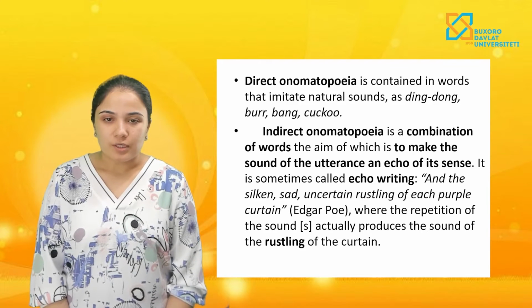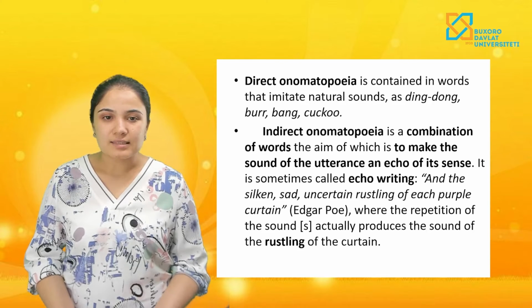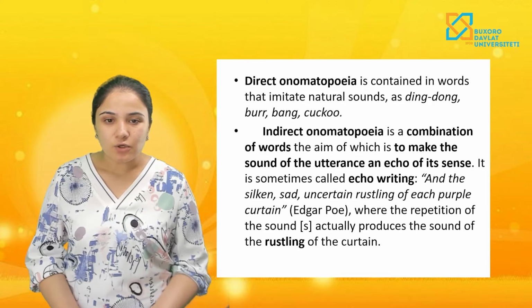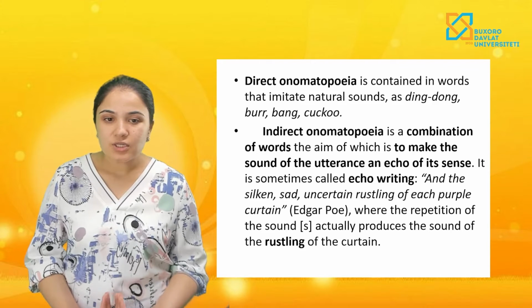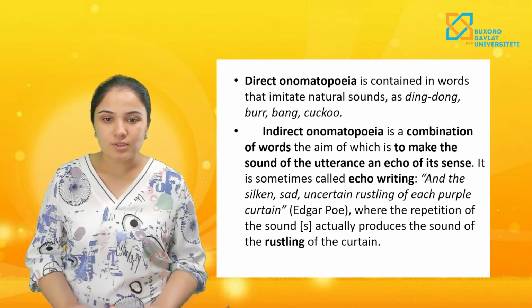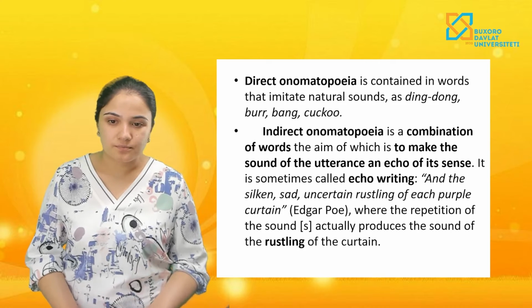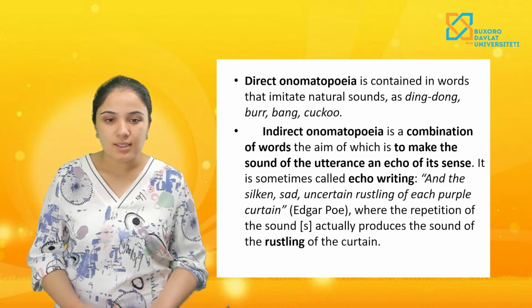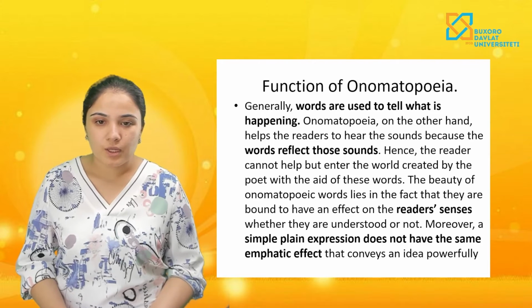So direct onomatopoeia is contained in words that imitate natural sounds, such as ding dong, bang, cuckoo. Indirect onomatopoeia is a combination of words, the aim of which is to make the sound of the utterance an echo of its sense. It is sometimes called echo writing. For example: the silken, sad, uncertain rustling of each purple curtain. This is by Edgar Poe.